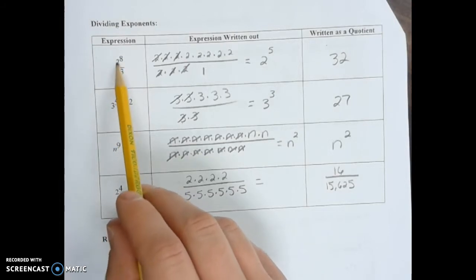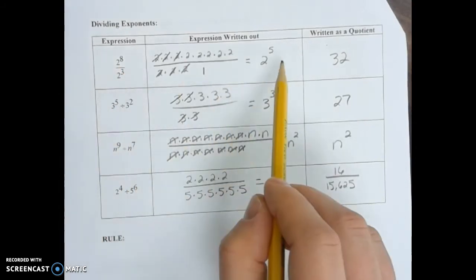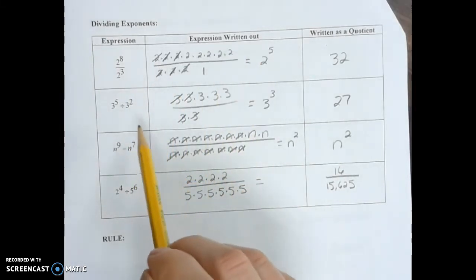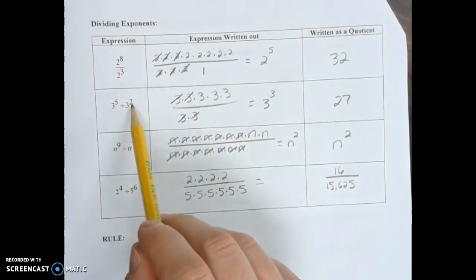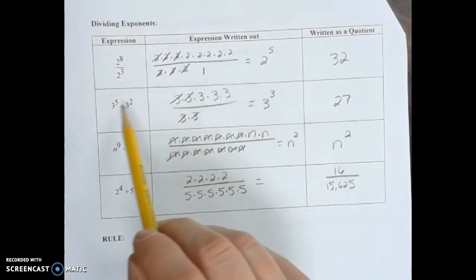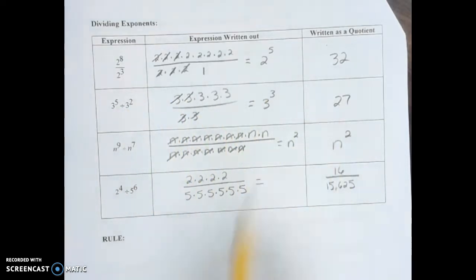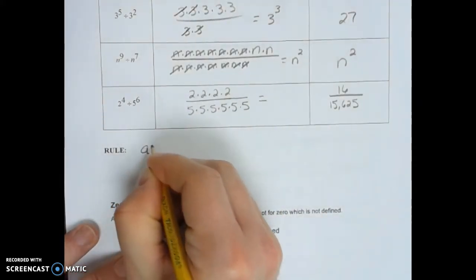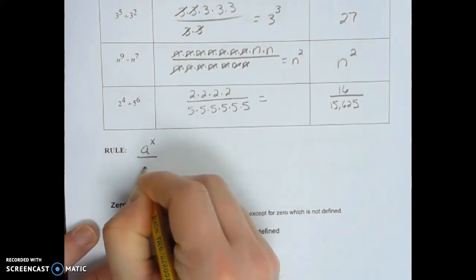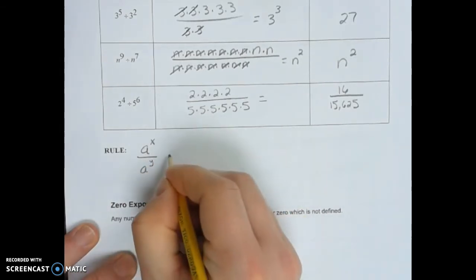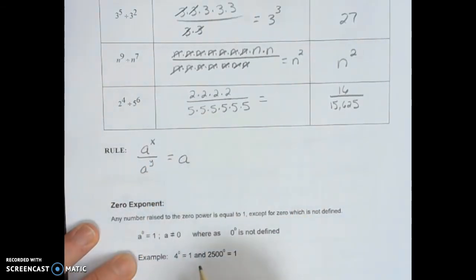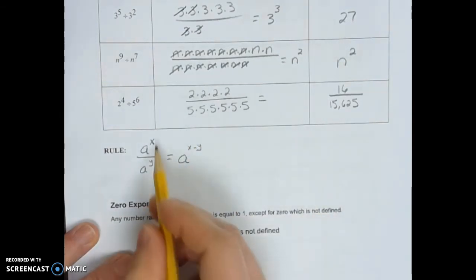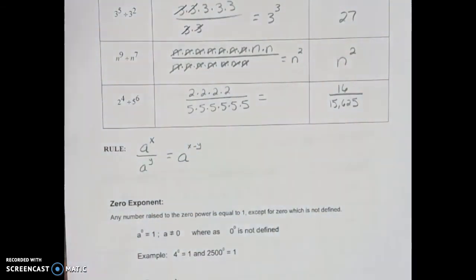Looking at these examples, when I have the same base and I'm dividing with exponents, 2 to the 8th divided by 2 to the 3rd left me with 2 to the 5th. Well, 8 minus 3 gives me the 5. 3 to the 5th divided by 3 to the 2nd was 3 to the 3rd. 5 minus 2 is 3. So if I have two bases that are the same, and I'm dividing, so a to the x power divided by a to the y power, I can keep my base the same and rewrite the exponent by subtracting those exponents, x minus y.